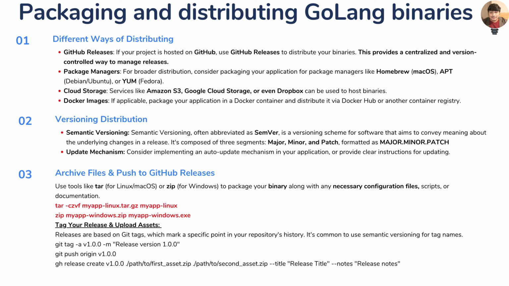Then gh release create with the particular tag that you've created, and give a space and provide all the file paths that you want to upload to the GitHub repo, and then give a title. So just pass the title flag and then pass the notes flag, and that's how it will upload the files to the GitHub repository.